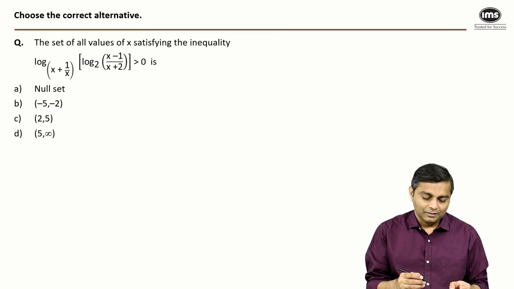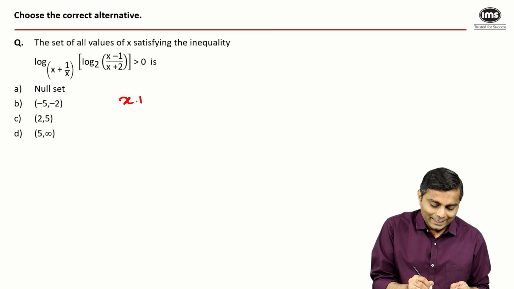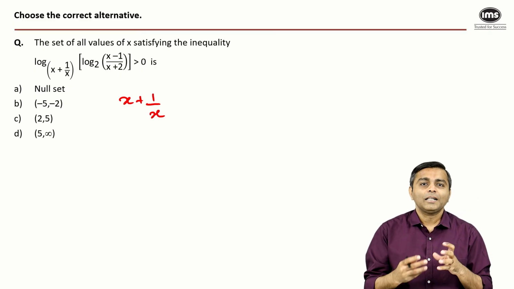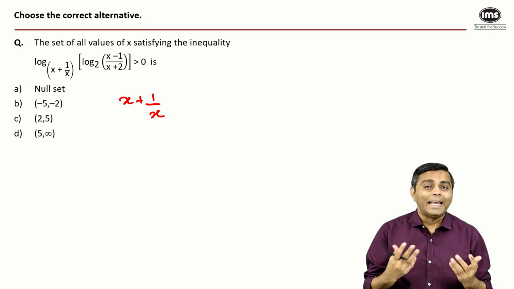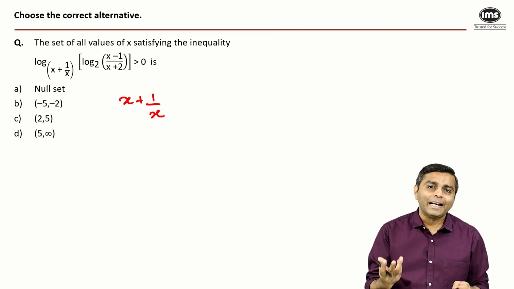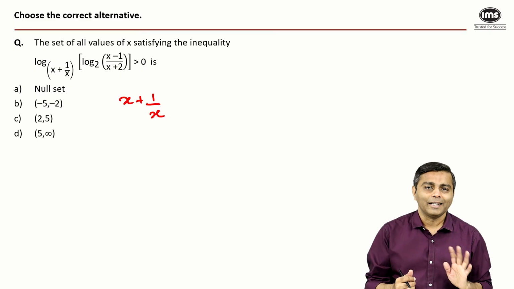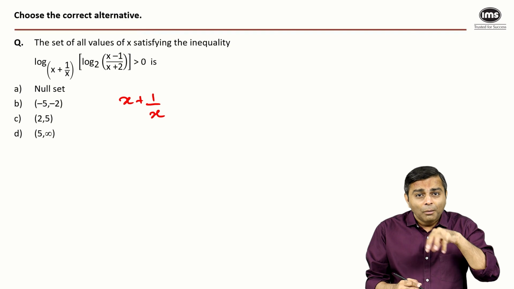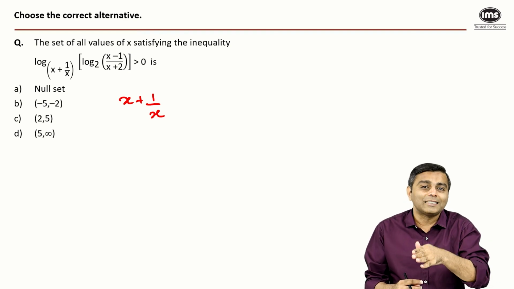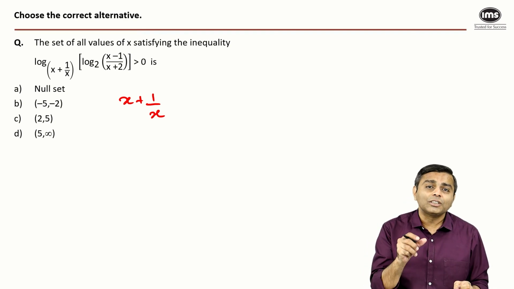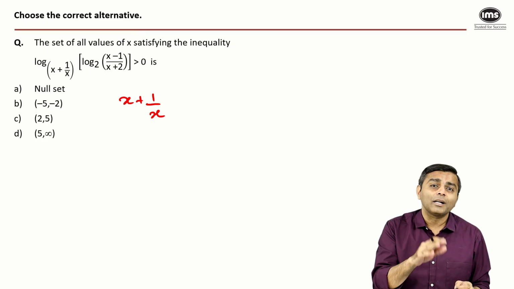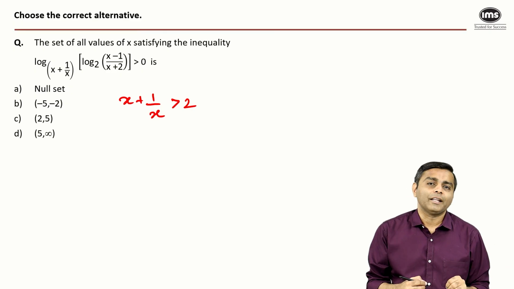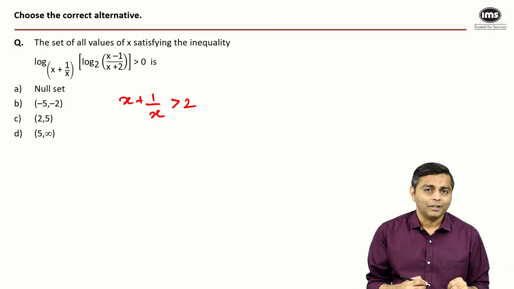The first base, which is what you have to focus on to begin with, x plus 1 by x. The very first basic property you should know is that the base and the number both can't be negative, right? You can't find logarithm of a negative number and the base also cannot be negative. So, x plus 1 by x definitely has to be positive. But because x plus 1 by x is a number plus its reciprocal, the property is that such an expression, or such an addition of a number and its reciprocal, is always greater than 2. Okay, so that's the first thing that you have to understand.